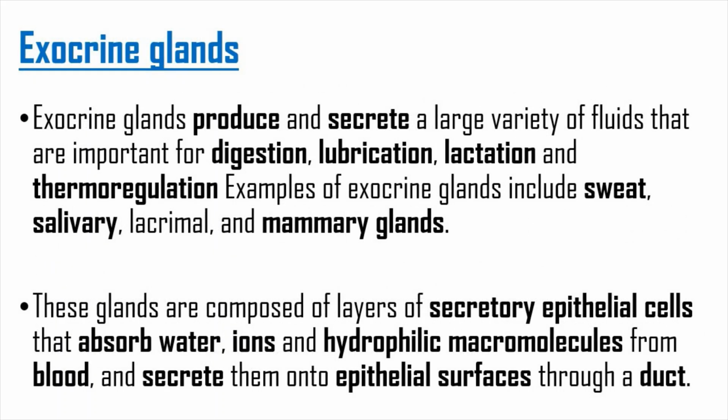Now, exocrine glands produce and secrete a large variety of fluids that are important for digestion, lubrication, lactation, and thermoregulation. Examples of exocrine glands include sweat glands, salivary glands, lacrimal glands, those glands that produce tears, and mammary glands. These glands are composed of layers of secretory epithelial cells that absorb water, ions, and hydrophilic macromolecules from blood and secrete them onto epithelial surfaces through a duct system.